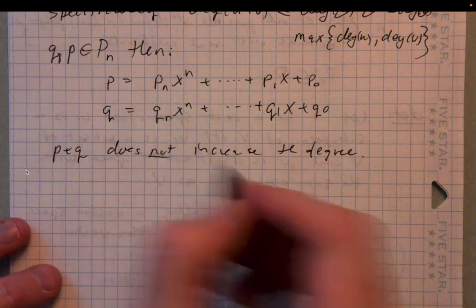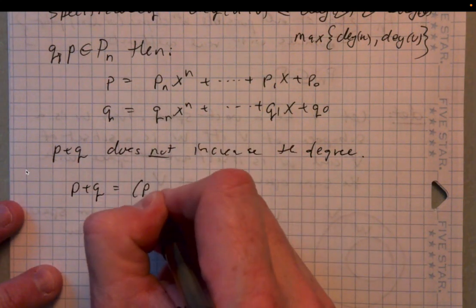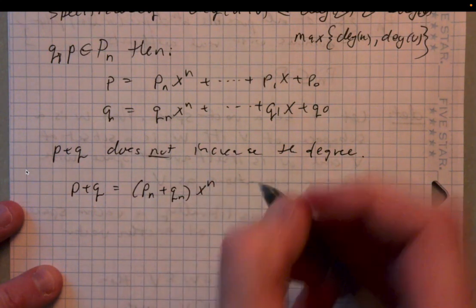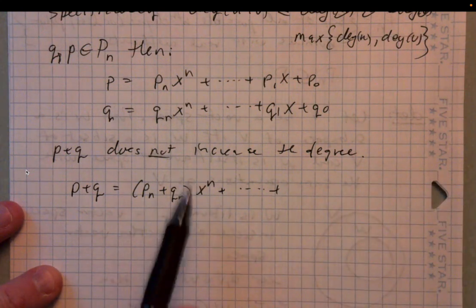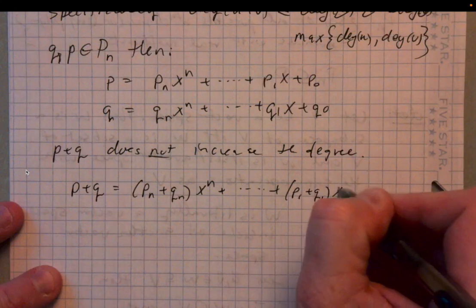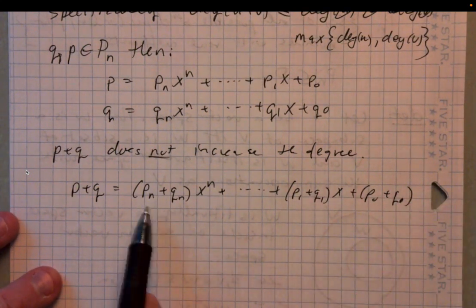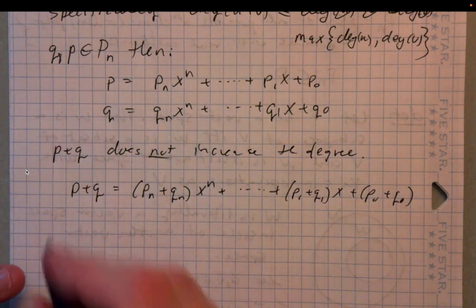Okay, so if I add these together, I just add the coefficients, and I still get the x to the n as the highest degree term. And so then I would have P1 plus Q1 times x plus P0 plus Q0. And so this is still an nth degree polynomial. Now, while the degree cannot increase, it can decrease.